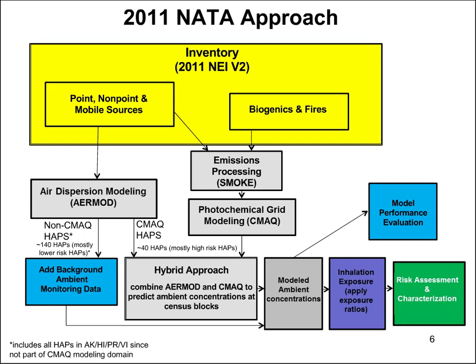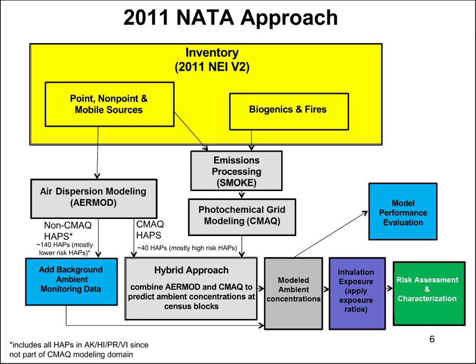We start out with the emission inventory. We use the 2011 NEI version 2. You can see in the yellow box we have point, non-point, mobile sources, biogenics, and fires. All of these emissions are fed into the CMAQ model, which is a chemical transport model, and then we feed most of the emissions, everything but fires and biogenics, into the AirMod model.